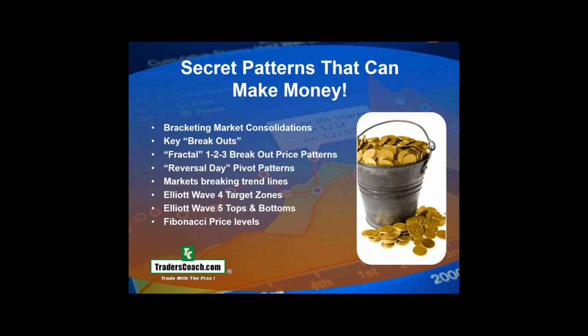We also look for what we call fractal 1, 2, 3 breakout price patterns. We have software that identifies these and also takes into account momentum. It's called the ART software. I'll show you a chart in just a minute. We also look for reversal day pivot points in the market. We look for markets breaking trend lines. We look at the Elliott wave 4 target zone. So if you're into Elliott wave, we cover that as well. We look for Elliott wave 5 tops and bottoms, and we establish these zones through Fibonacci. Very important way in which we look at the markets.